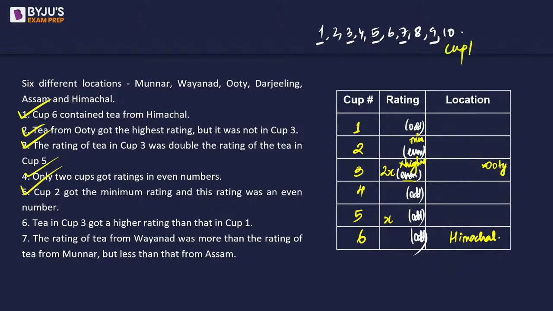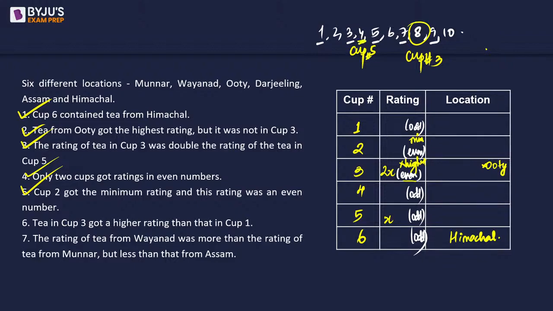Cup number 3 ka 10 hai. Even number. But 10 is going to be highest, right? We cannot have a number more than that. So we can say that cup 3 cannot be 10. Next, suppose 8 is cup 3. If cup 3 is 8, then the problem is cup 5 will be 4.